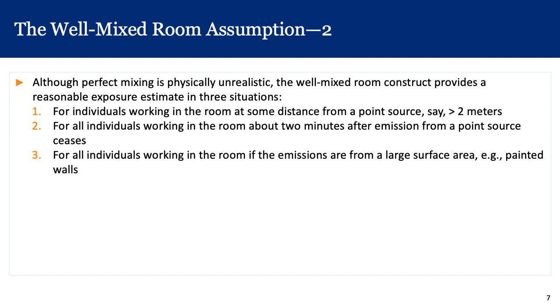So, although perfect mixing is physically unrealistic, the well-mixed room construct provides a reasonable exposure estimate in 3 situations. Number 1, for individuals working in the room at some distance from a point source, for example, greater than 2 meters away. Number 2, for all individuals working in the room about 2 minutes after emission from a point source ceases. And number 3, for all individuals working in the room if the emissions are from a large surface area, for example, painted walls. So in these kinds of situations, the well-mixed room assumption is reasonable.